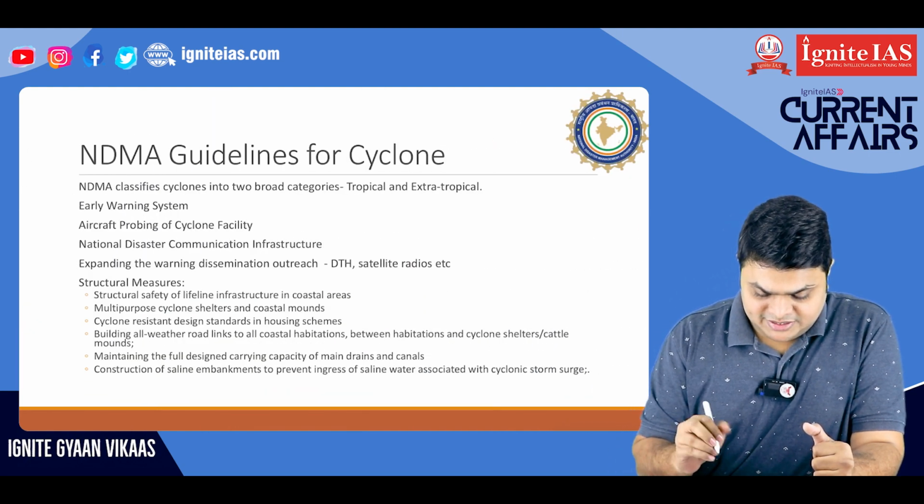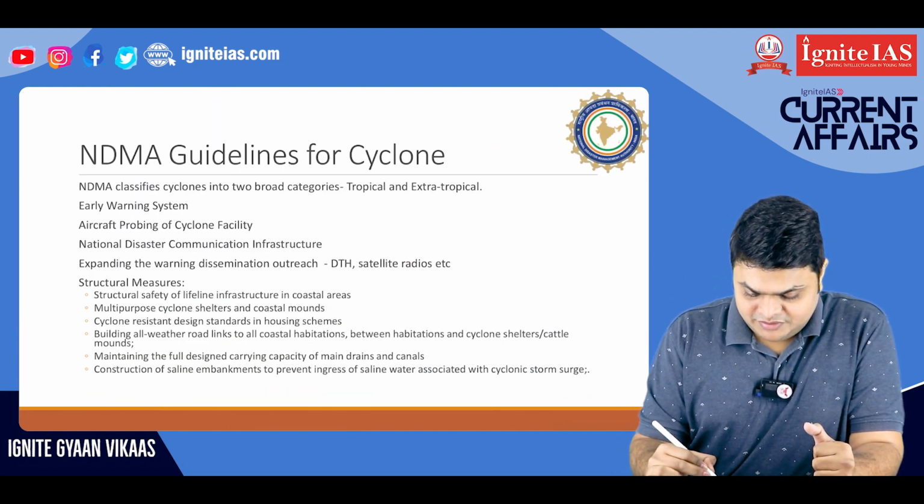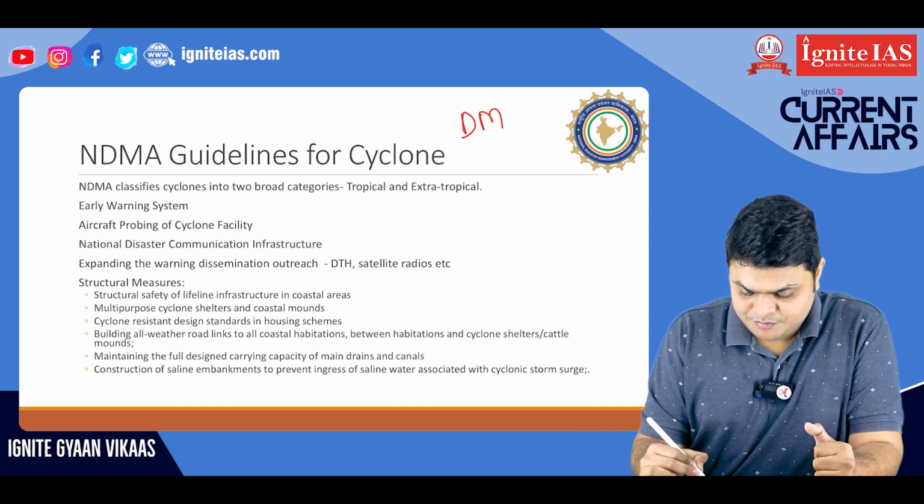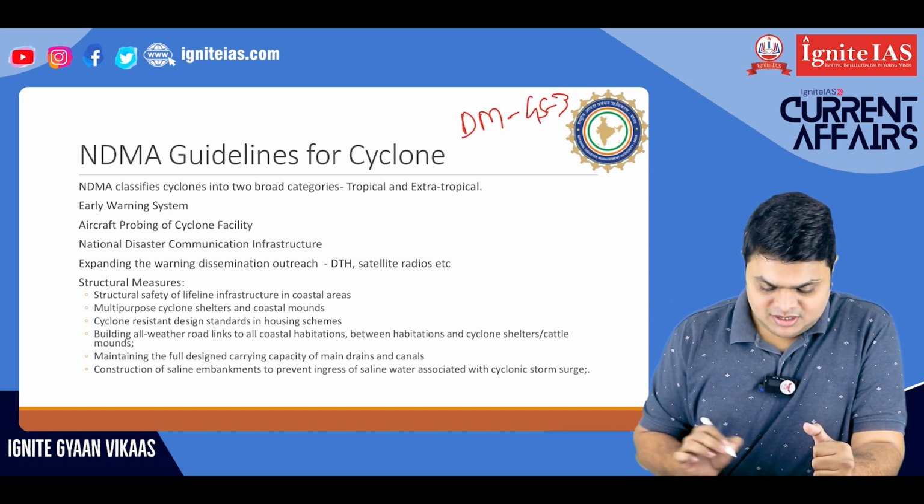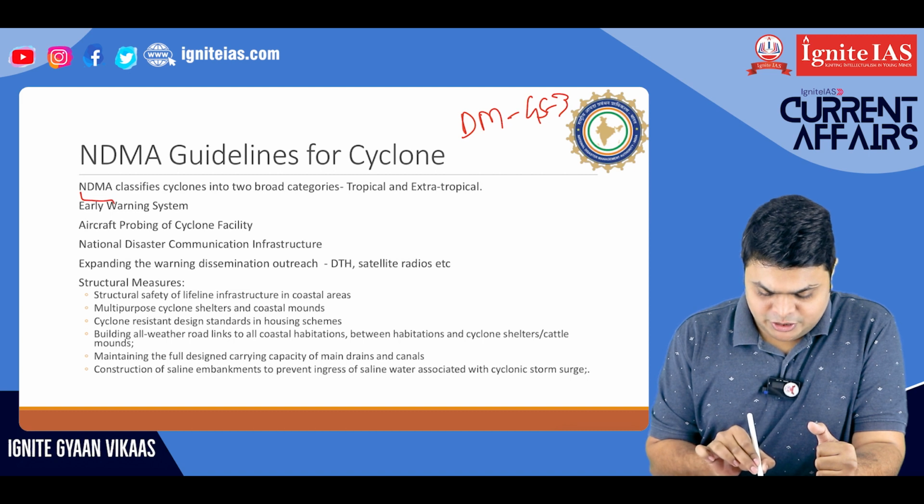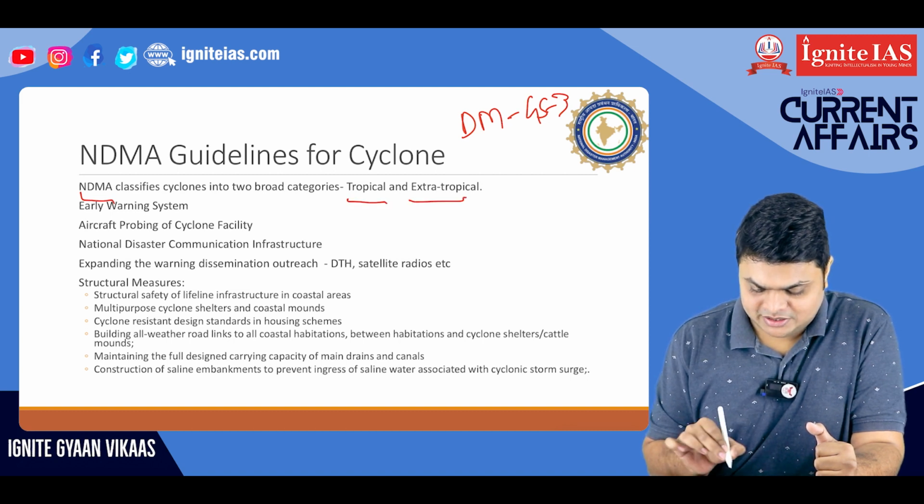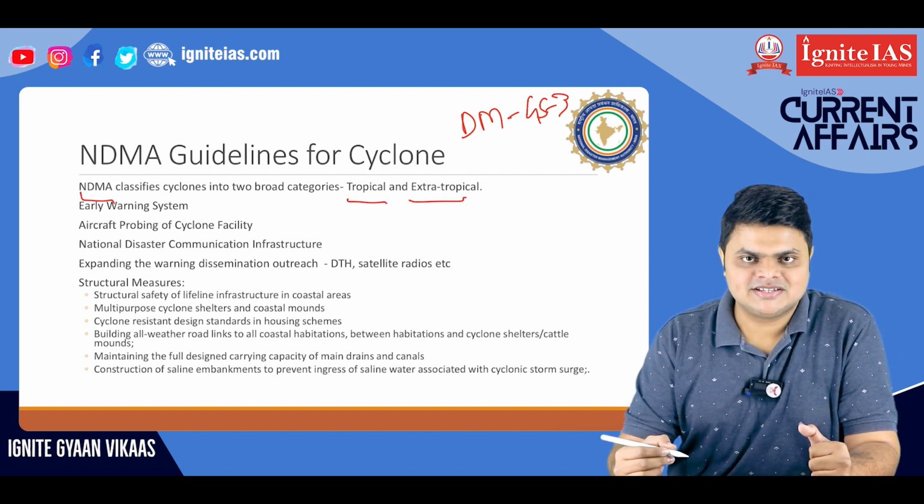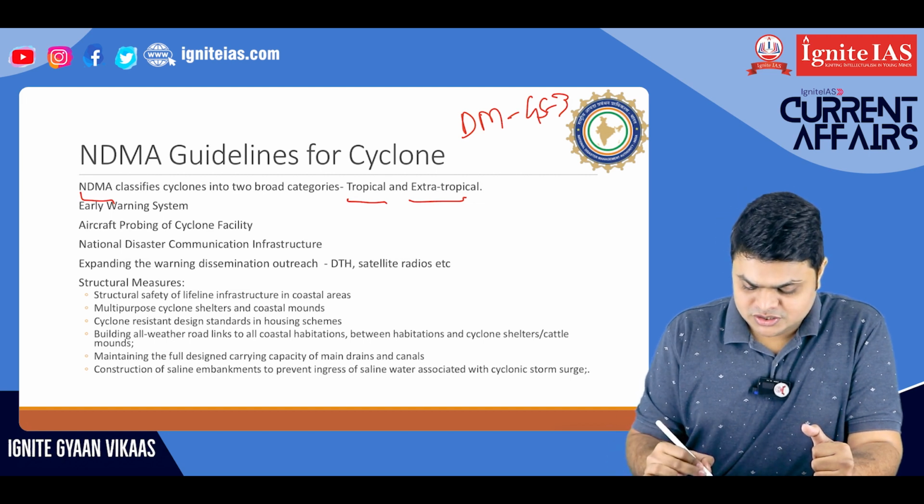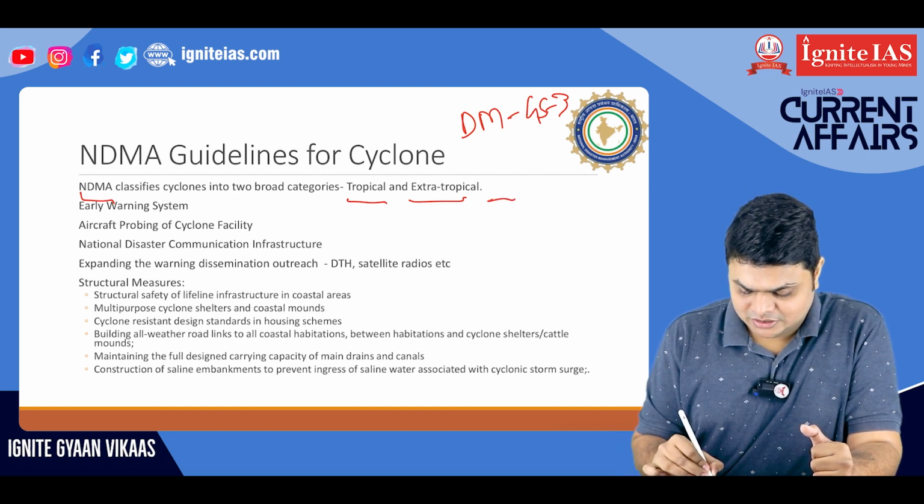Now, let's understand what the NDMA guidelines for cyclone are with regard to disaster management. This is important from the GS3 perspective of mains. NDMA classifies cyclones into two broad categories: tropical and extratropical. We have seen in previous slides how tropical cyclones are formed. We'll also see about extratropical, which are also called temperate cyclones.